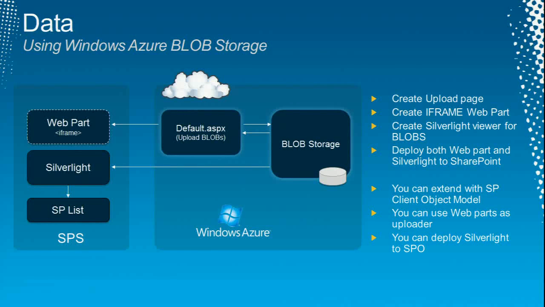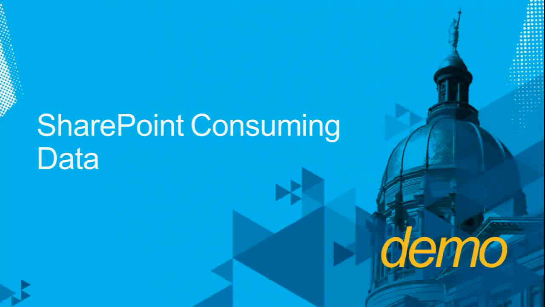This will be the second demo. Again, how did I go about doing it? First of all, I created the upload page. I'll create an iframe web part. We'll create a Silverlight viewer for the blobs. Then we'll deploy both the web part and Silverlight to SharePoint so you can see how that works. Obviously, there's other things that you can do in terms of extensibility, using, again, the client object model and other things there as well. Okay? So let's jump into it.